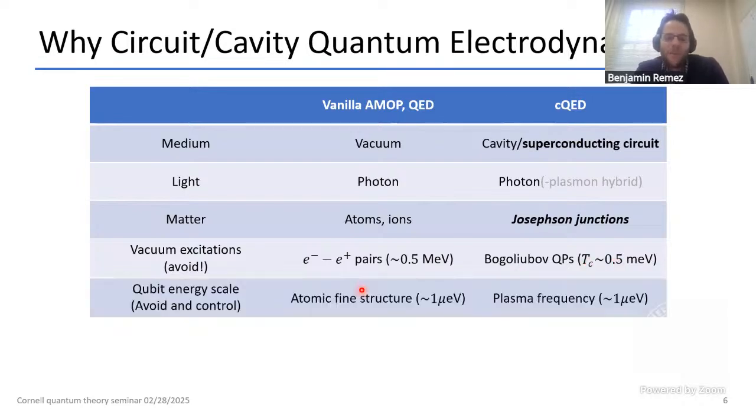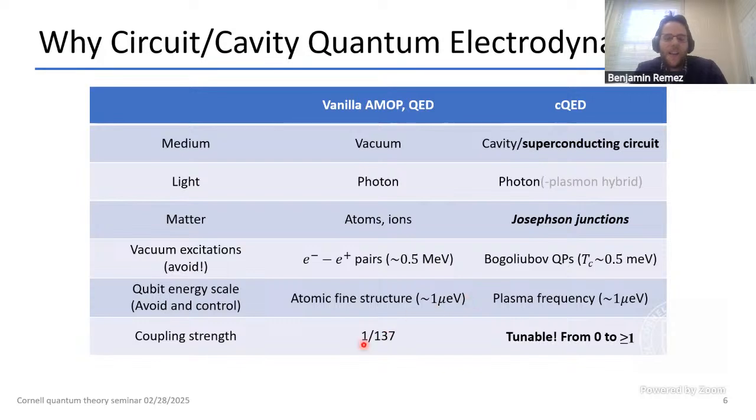There's another energy scale, which is the qubit energy scale, which you want to avoid in the sense that you don't want noise, but you do want to learn how to control. In quantum information systems encoded in neutral atoms or ions, this is usually an atomic fine structure transition, so the energy scale is like a micro eV. In circuit QED, this will be what we call the plasma frequency, funnily enough also on the scale of 1 micro eV. So in a sense, the trickiness of working with circuit QED comes from the fact that these two numbers are much closer to each other than these two numbers.